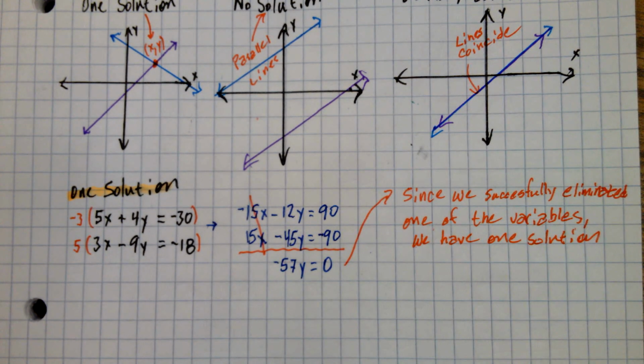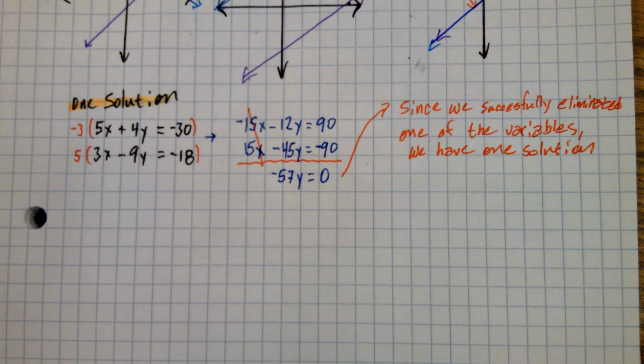Okay. So basically what you do is go ahead and try to solve it like we normally do. The moment you see you get rid of just x or y, you could say we have one solution. Okay. Any questions on that? So just try to get rid of one of the variables. If one of the variables successfully cancels out, you're done. You know you have one solution. Okay? Any questions on that?